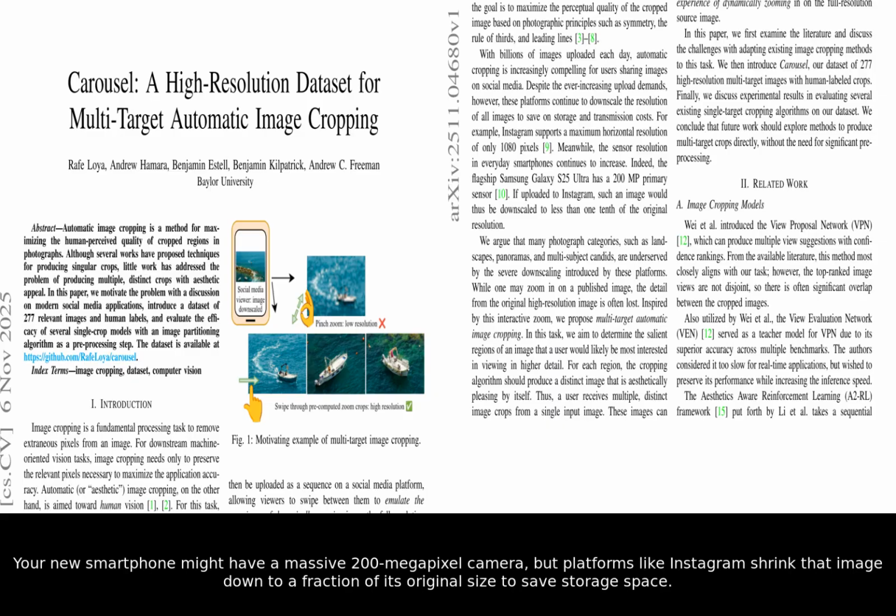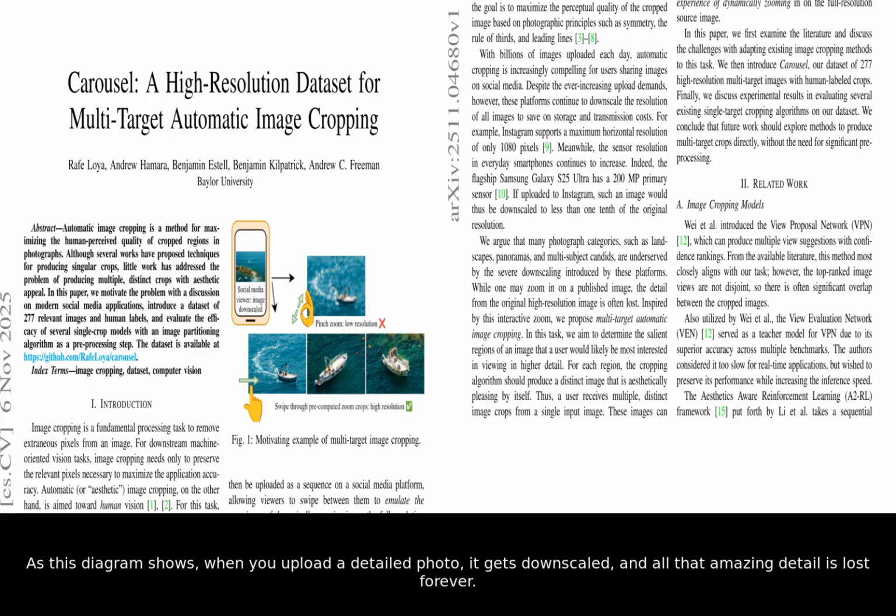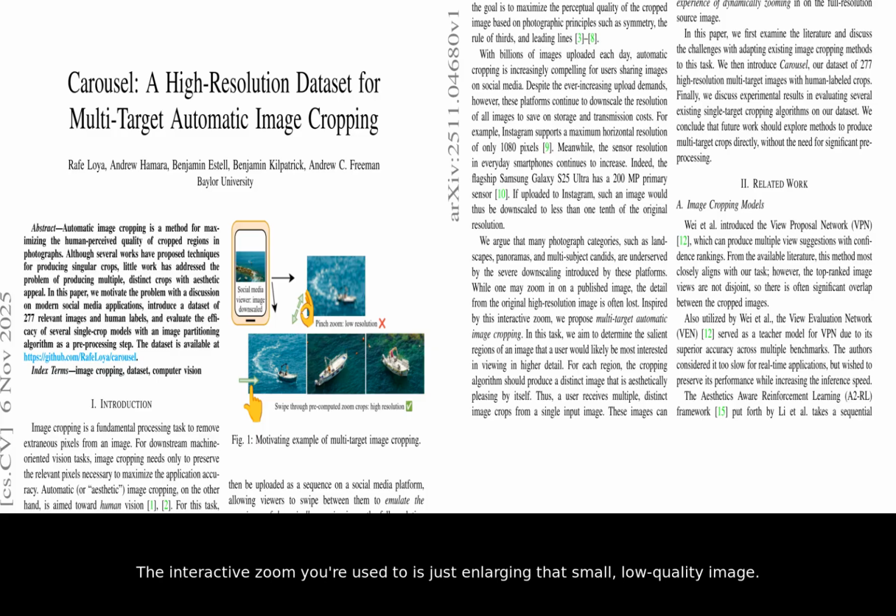Your new smartphone might have a massive 200-megapixel camera, but platforms like Instagram shrink that image down to a fraction of its original size to save storage space. As this diagram shows, when you upload a detailed photo, it gets downscaled, and all that amazing detail is lost forever. The interactive zoom you're used to is just enlarging that small, low-quality image.